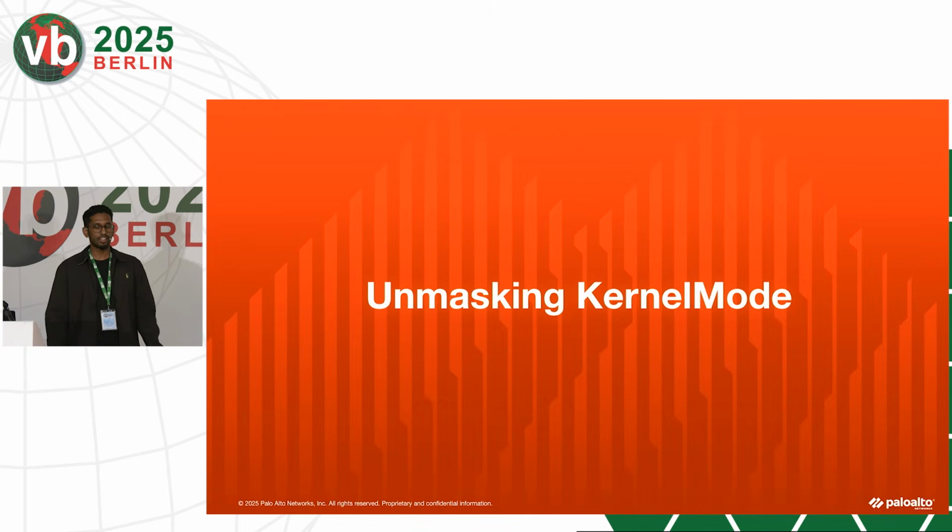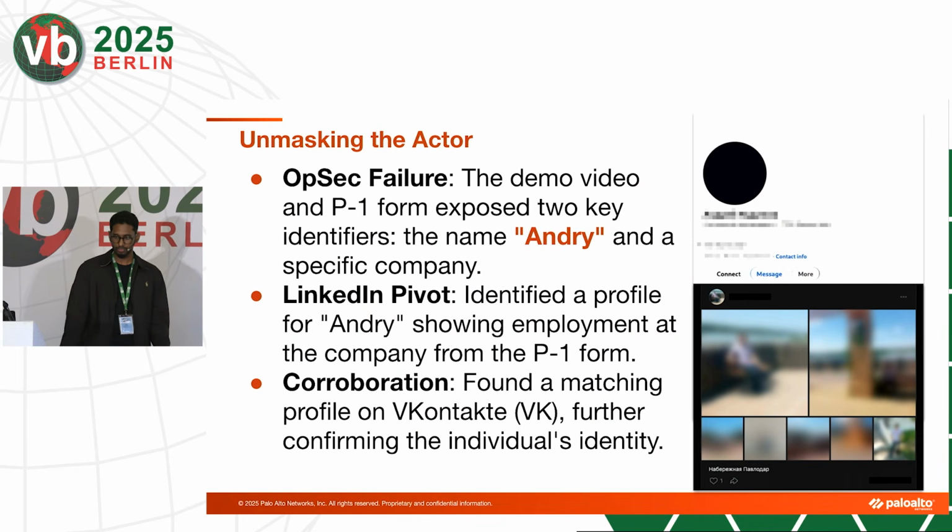This is the point of investigation where all the pieces come together, unmasking the guy behind kernel mode and the creator of the bypass tool. So the files we found on the rogue system, especially the demo recordings and the P1 form, represented a major operational security failure by the threat actor. This failure is ultimately what helped us expose them.